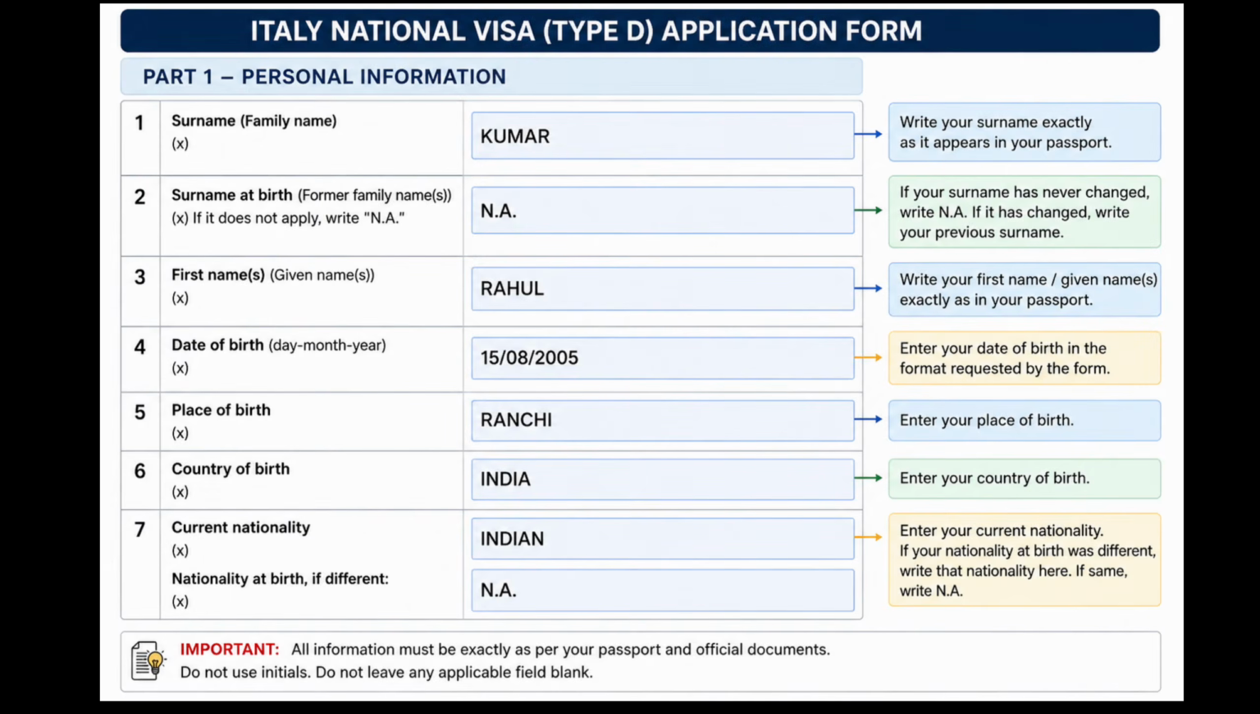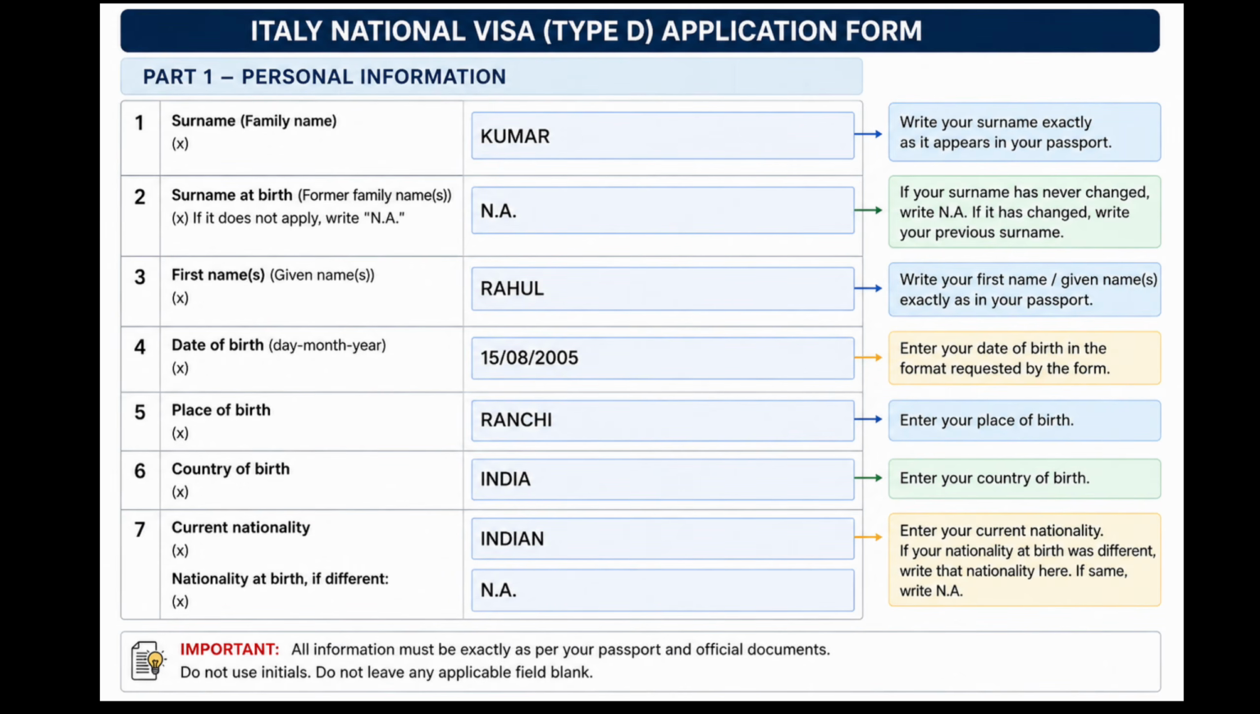Surname, family name. Question 1 asks for your surname or family name. Enter your surname exactly as it appears in your passport. For example, if your passport shows your surname as Kumar, enter Kumar. Do not change the spelling or add anything yourself.